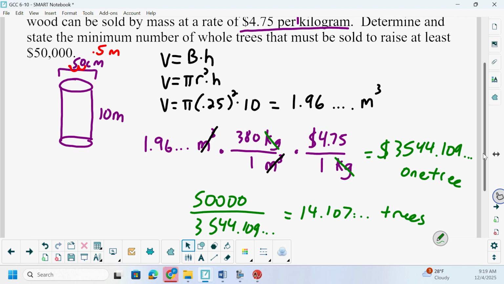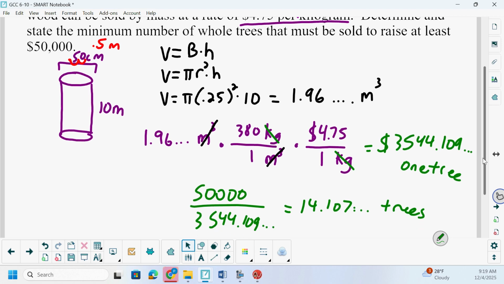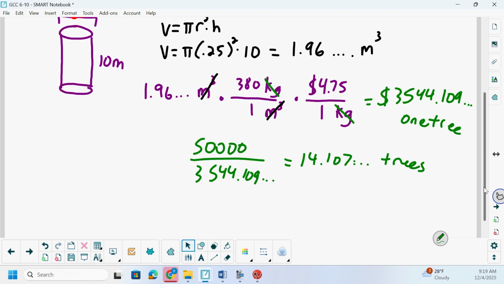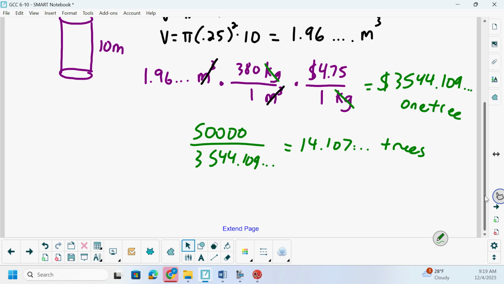So that would be the exact amount of trees to cut down. Well, we need whole trees. So our answer is either going to be 14 trees or 15 trees. We've got to think about what is the first number of trees that would work. If it's 14.10 exactly, if we cut down only 14 trees, we will be a little bit short of our goal of $50,000. So we must cut down 15 total trees to hit $50,000. We'll get a little bit extra money as well, but it'd be 15 whole trees in order to reach our goal.